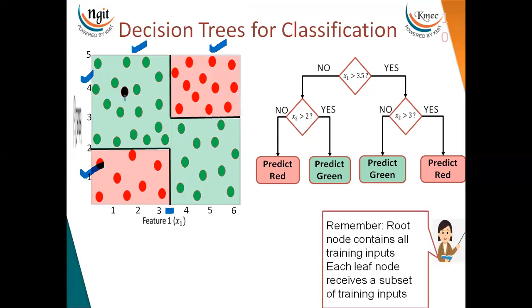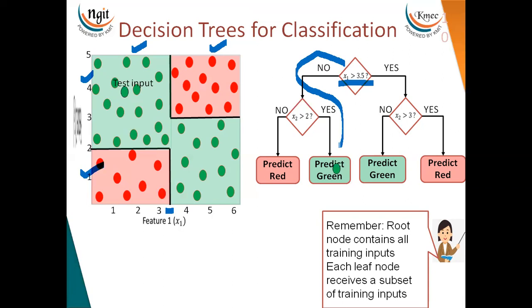So when a test point is given to you, here is the test point. Now, which condition will be satisfied? First, I will check from the root one, that is, x1 is greater than 3.5. No, it is less than 3.5, so it should travel the left subtree. Now, in the left subtree, again I will check whether x2 is greater than 2. Yes, x2 is greater than 2, so I will travel to the right subtree. So it travels from the left to the right, and it is predicted as green.